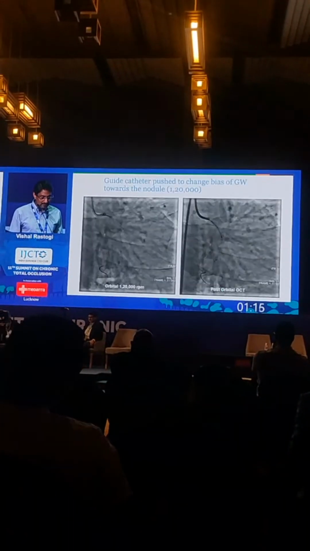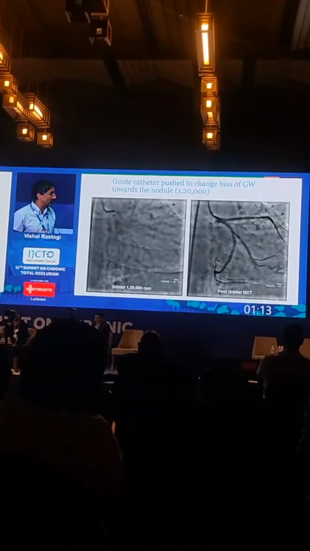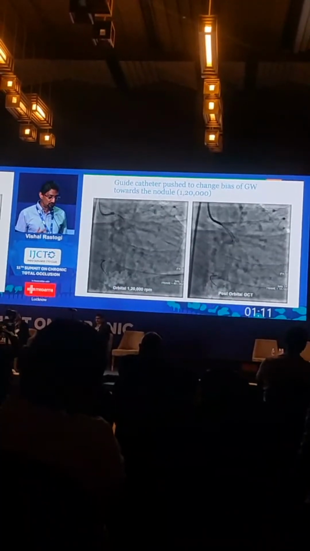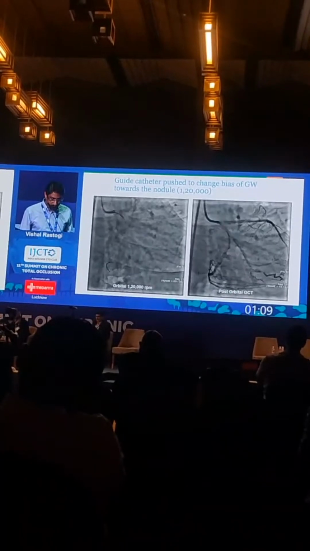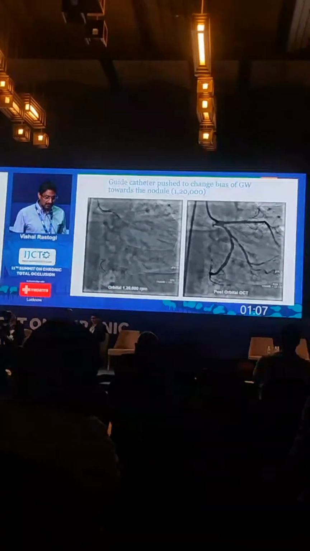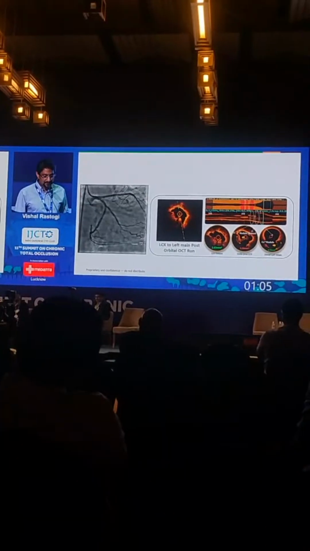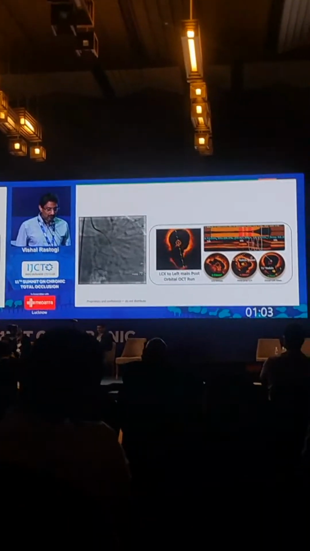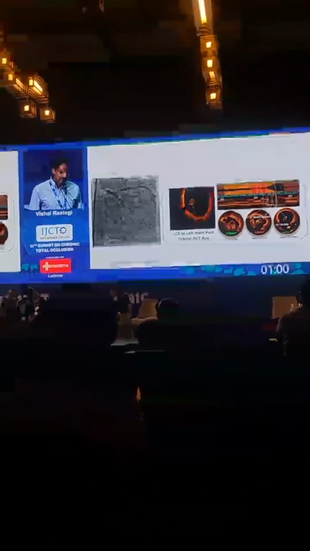It was a large vessel, so we did 1.1 at 20,000 rpm also, because it was a 4 millimeter vessel. And post orbital, the OCT shows that the vessel lumen gain is there, but still there is a lot of work to do.